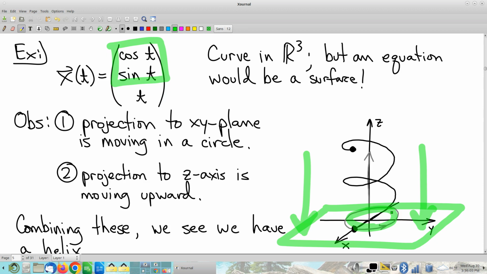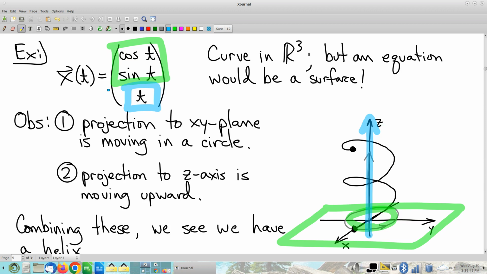All right, next observation. Let's project to the z-axis. In other words, let's look just at the z-coordinate. Well, there's only one coordinate here. There's no curve to keep track of, but we can ask the simple question of how this z-coordinate is behaving. And this is a pretty simple story. As t increases, as time passes, in other words, as we trace out this curve, this z-coordinate is just increasing with time. Right, so easy story.